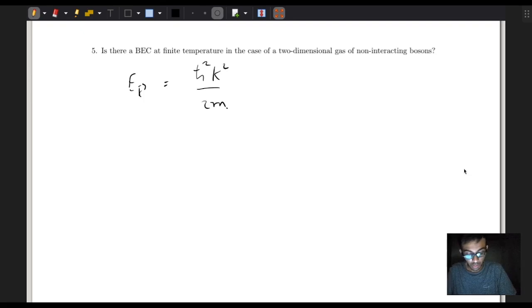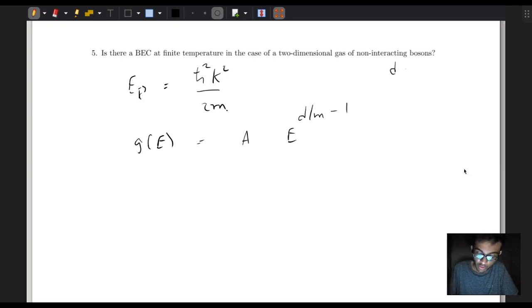So if you remember last time, we showed that for the quadratic dispersion in 2 dimensions, the density of states is a constant. We can quickly see that from this formula. We know that it goes as e to the d by m minus 1. In this case, d is equal to 2 and m is also equal to 2. So the density of states is a constant.